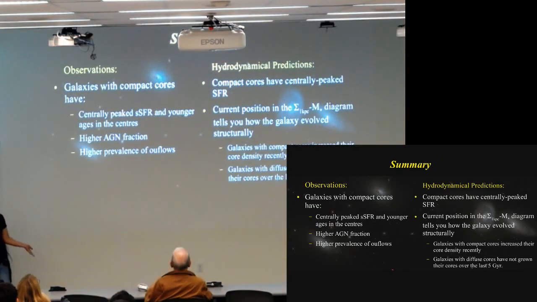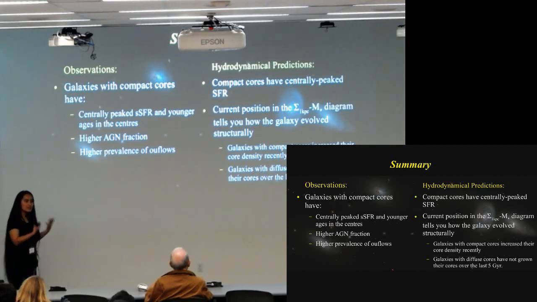So in summary, what we have seen in the observations is that galaxies with compact cores have centrally peaked star formation in younger ages in the centers. They have higher AGN fraction, higher prevalence of outflows. We interpreted these properties as pointing to a compaction-like track even at redshift 0.